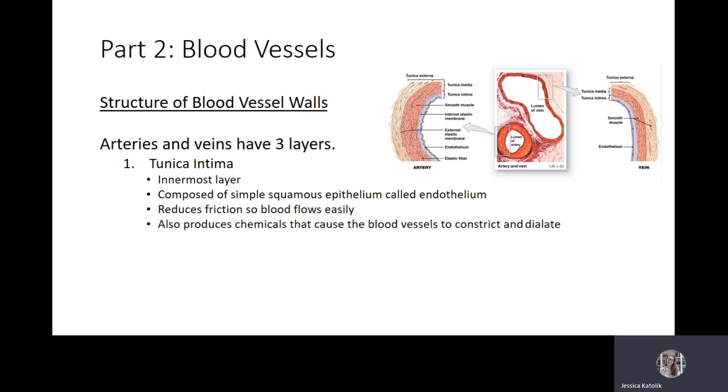Remember that smoothness is going to be important later on when we talk about friction, resistance, and pressure. So having that smooth surface decreases resistance of blood flow.